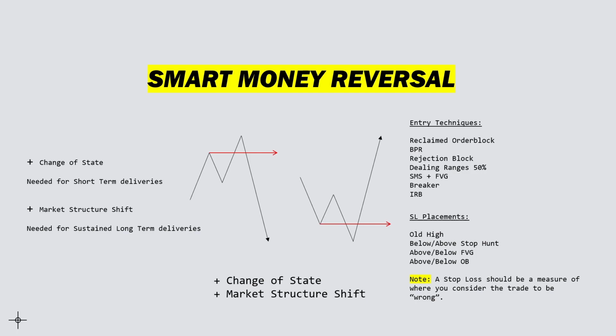A change of state in delivery is needed for short-term deliveries. A market structure shift is needed for sustained long-term deliveries. Okay, write that down. Most of the time, you're going to see that the smart money reversal happens at a key level. So let's say that on this line right here, there's an important daily order block, a bearish order block. This is the fractal that I want to see on the smaller time frames to support the idea of a smart money reversal.